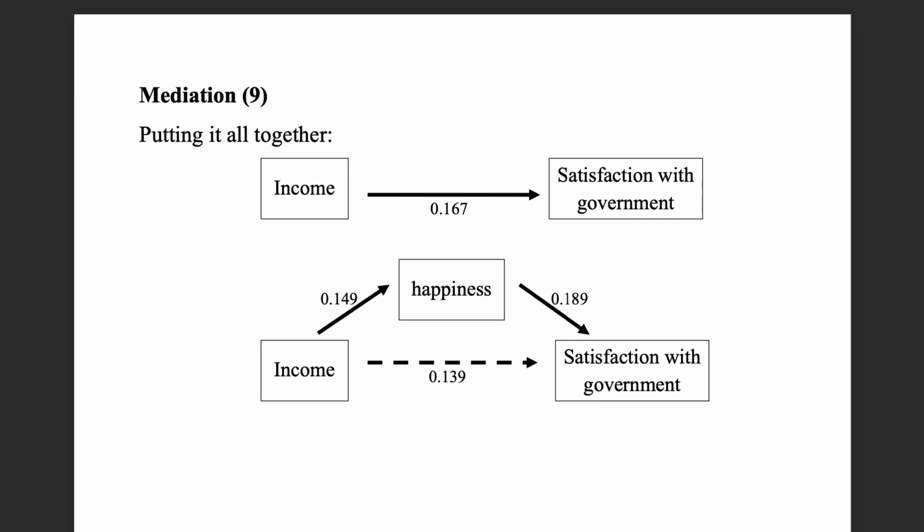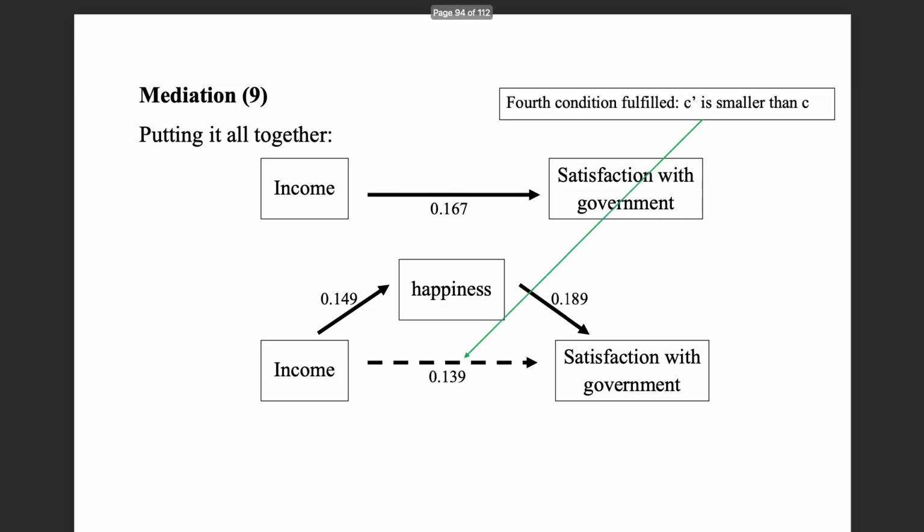And it showed us what the income effect is that we have left once we take into account differences in happiness, so the direct effect of income, and that turned out to be 0.139. So in this case, we see that the C apostrophe, the direct effect of income once we take into account differences in happiness, actually has a smaller value than the original income effect that we started out with, because 0.139 is smaller than 0.167. It's not a lot.